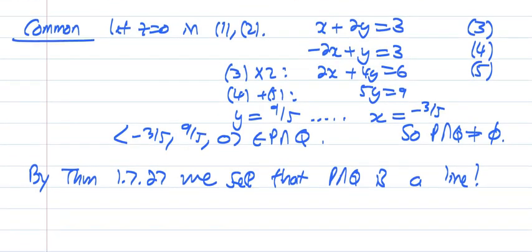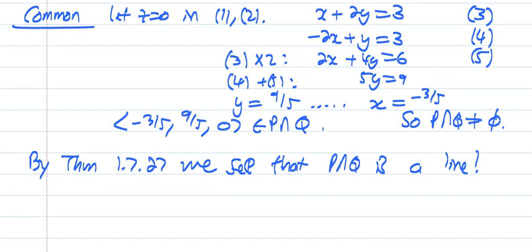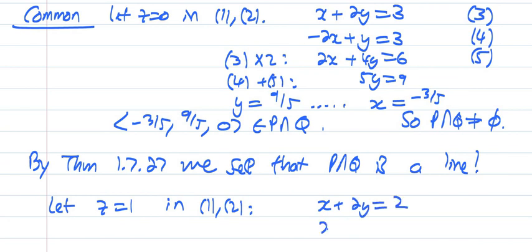And now we need to find another common point. So now we can do something similar. Now we can say let z equal 1 in equations 1 and 2. And what do we end up getting? If we do this, then we get x plus 2y is equal to 2. We get minus 2x plus y is equal to minus 3. Let's call these equations 6 and 7.